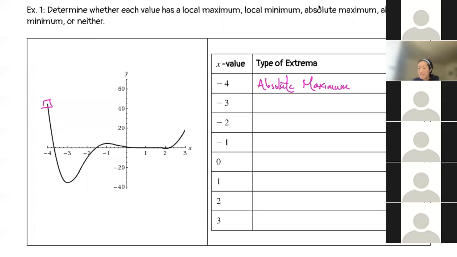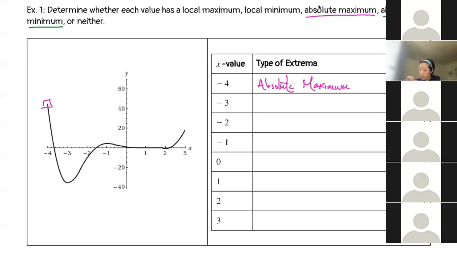All right. In contrast to the absolute maximum, let's take a look at this absolute minimum. What can we change about that definition that Thea gave, that the absolute maximum is the highest point on the whole graph? How can we change that to describe what an absolute minimum is? Yeah, it's going to be the lowest point on the whole graph.